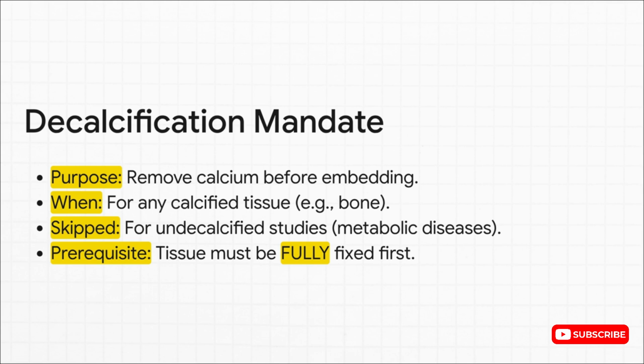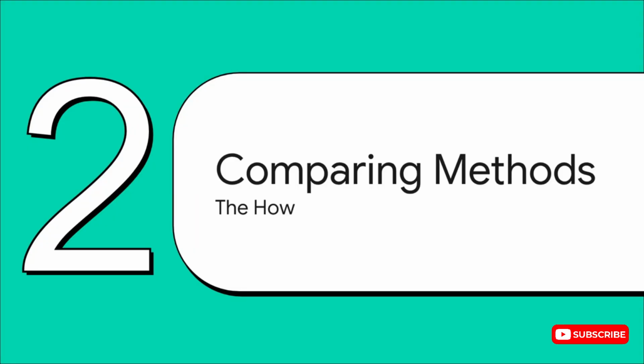And I want you to really focus on this last point because it is the #1 most important rule. Your tissue has to be fully fixed before a single drop of decalcifying agent touches it. If it's not, the acid will just eat away at the unfixed proteins, destroying the cell details and making your sample completely useless. Okay, so now that we know why we're doing this, let's get into the how.